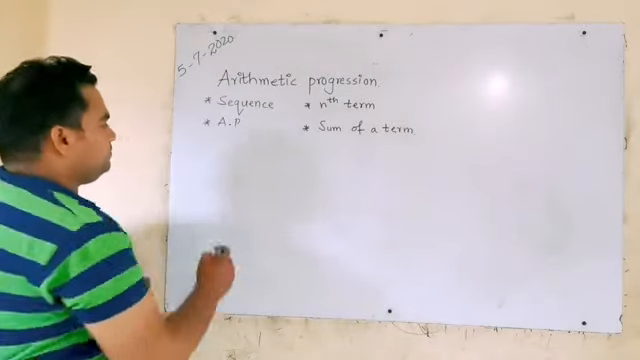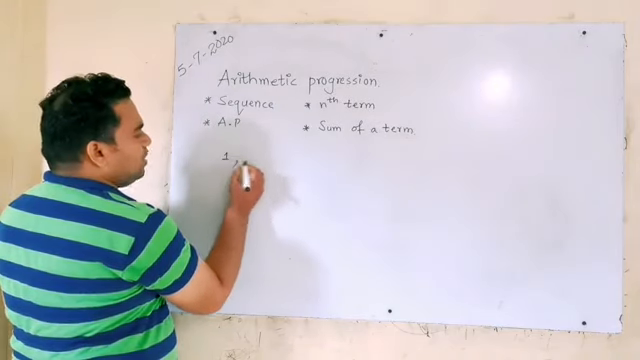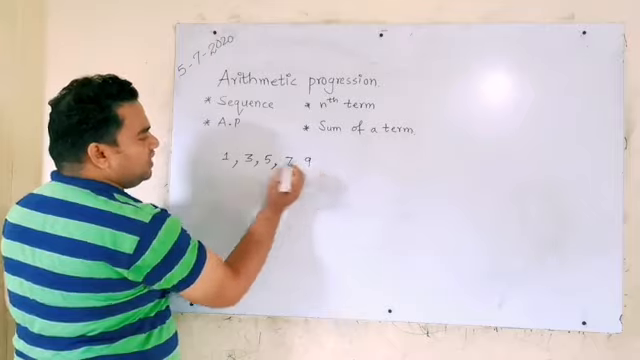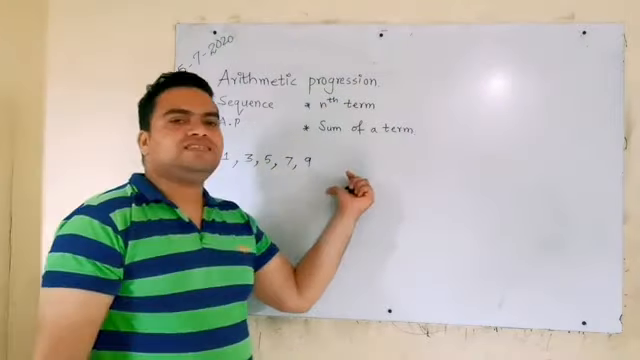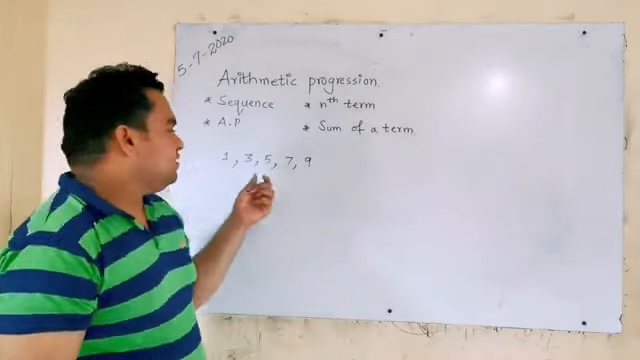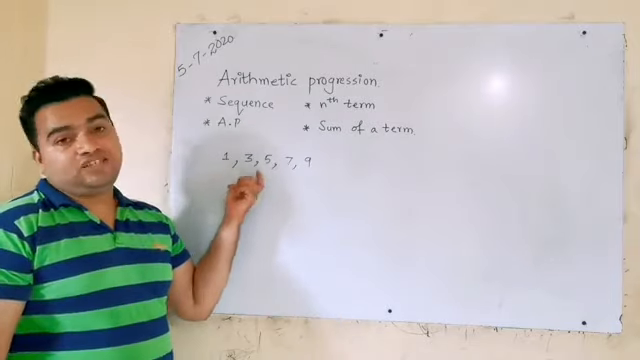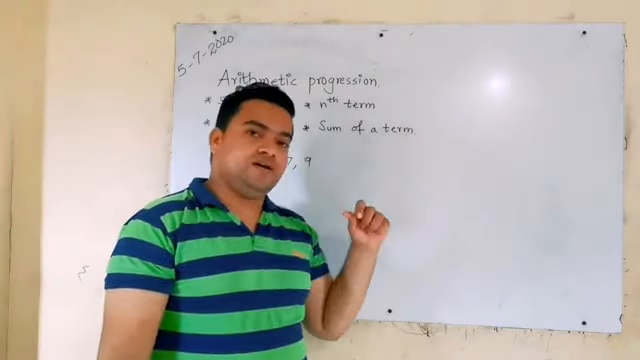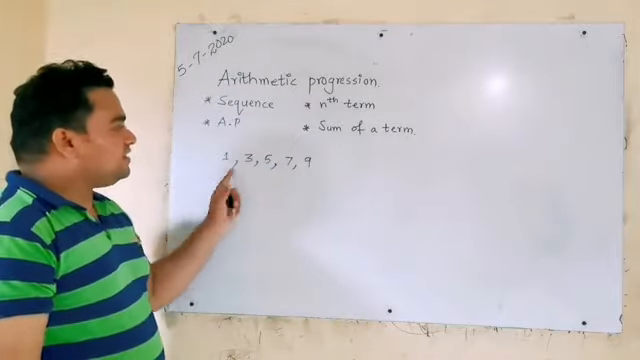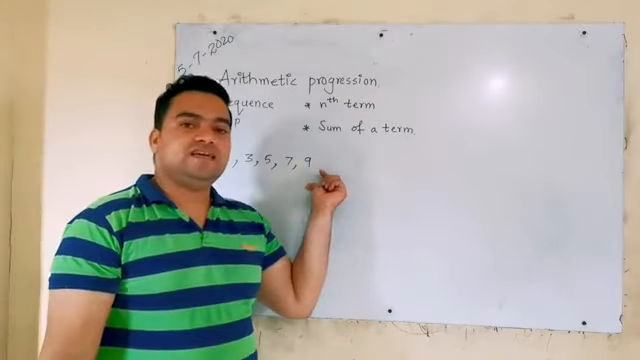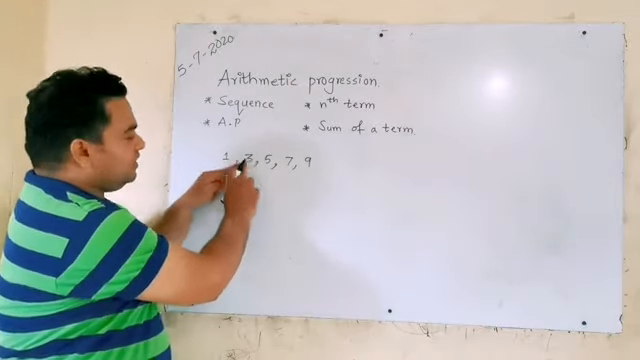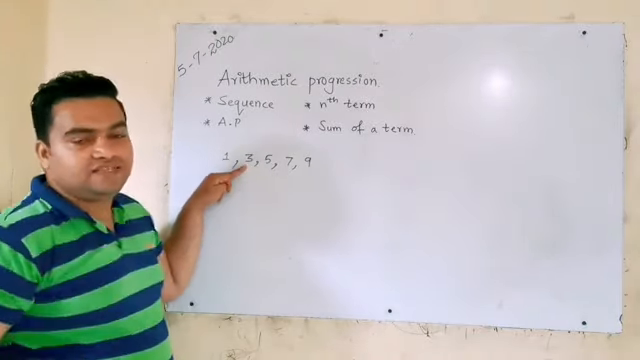For example, 1, 3, 5, 7, 9. This is a sequence, meaning natural or real numbers arranged in a definite order, and it is like a pattern. You can see there is some pattern, because after 1, 3 does not come directly, and after 3, 5 does not come directly. It means there is a pattern.